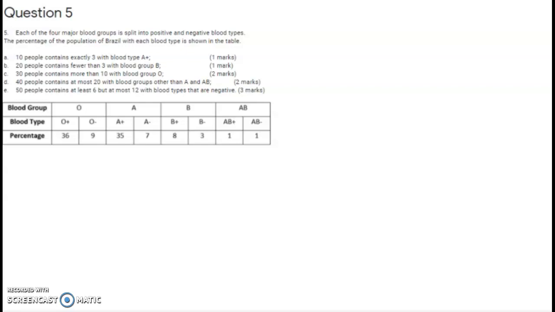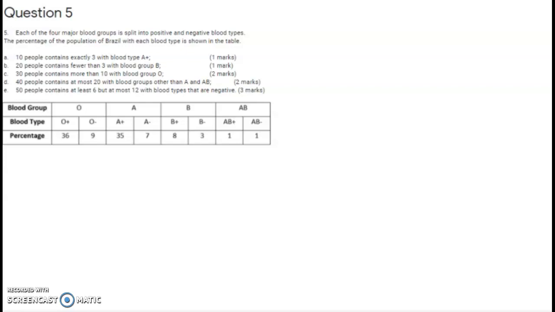Let's read the question. Each of the 4 major blood groups is split into positive and negative blood types. The percentage of the population of Brazil with each blood type is shown in the table. I think there's a part of the question missing here, which should say something along the lines of find the probability that, otherwise the question doesn't make sense. So let's go with find the probability that out of 10 people, exactly 3 have blood type A+. The wording's quite poor on this question.